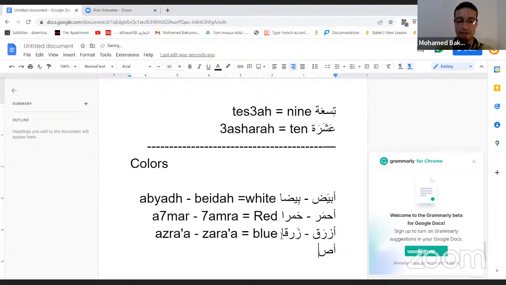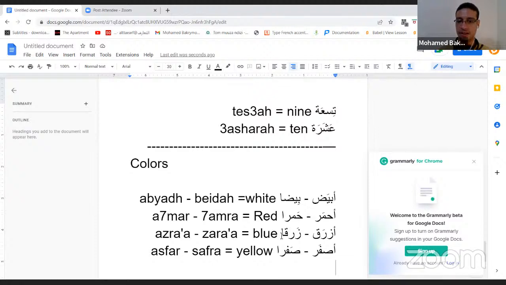And then we have asfar. And the feminine form is safra. This is yellow. So asfar, and we have safra. This is yellow. Okay, asfar, safra.